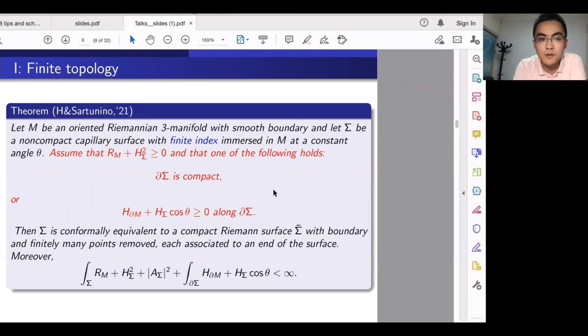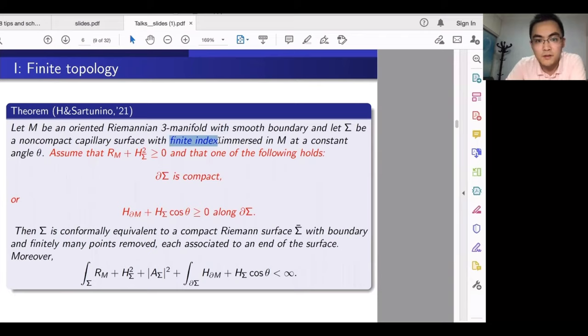So let me remind you what finite index is here. It simply means that you have a finite dimensional subspace of the function space on the surface in which, when you deform the surface with the speed function coming from that subspace, the energy, the quadratic form Q, is always negative, okay? So that's the rough definition of finite index.